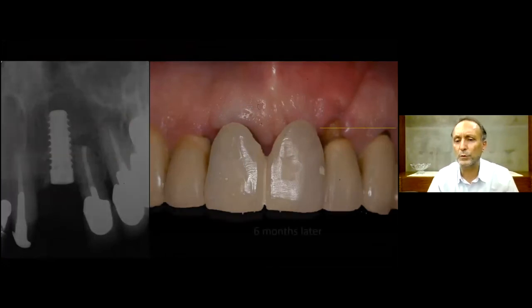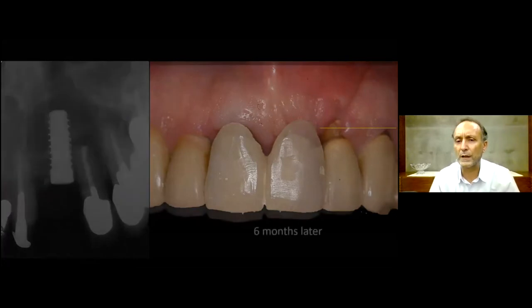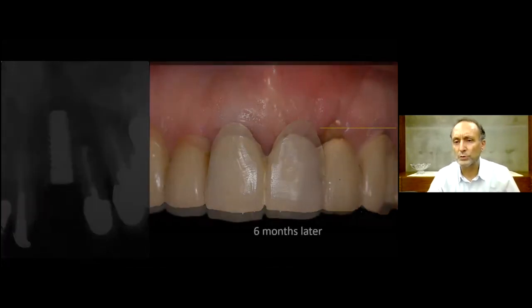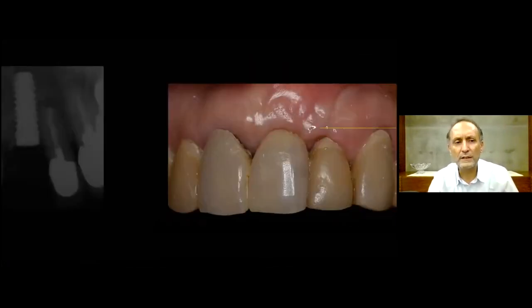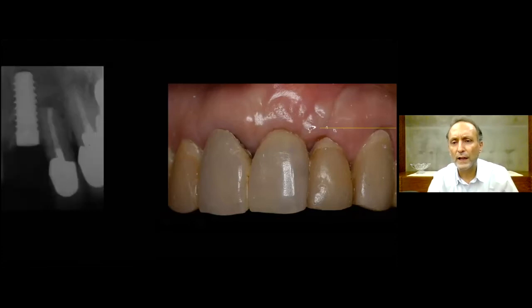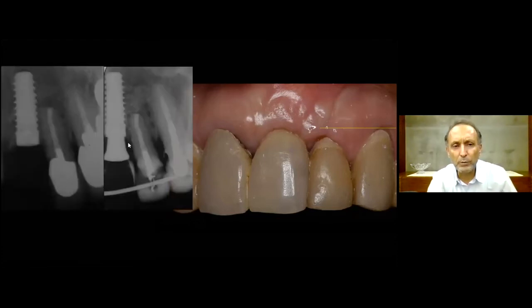And the patient was crying. 6 months later, nothing was coming down. So what did we do? We did the eruption. Look at it. It built bone. It built bone over the implant. It brought the bone over the implant.